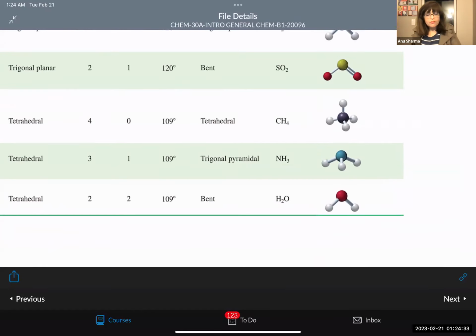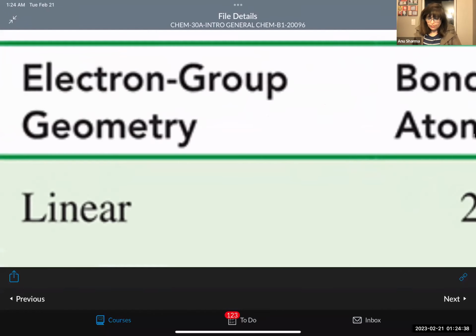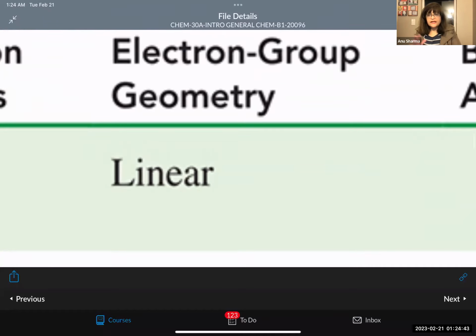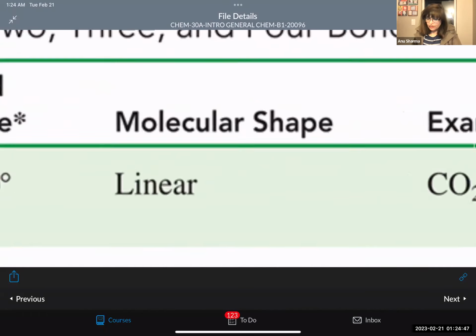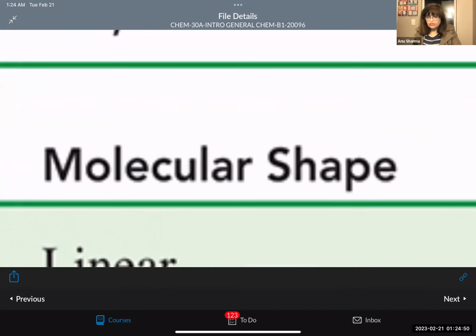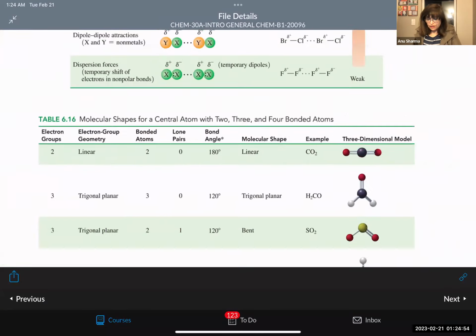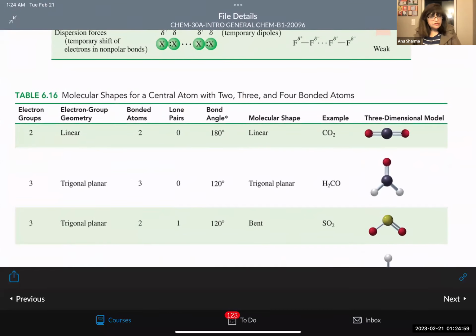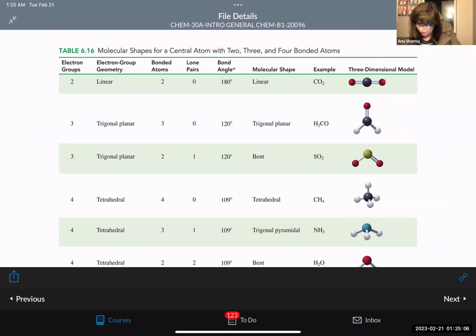So we see now there are 2 types of shapes discussed in this table. One is the electron group geometry. The electron group geometry is internal. It's an internal shape. So just keep that in mind. Next is the molecular shape. Molecular shape is external. How does it look to you? So for you guys, for Chem 30A, look at the molecular shape. If the question does not even specify, it's always molecular shape. So this table is in your book, and I put this on your handout also.